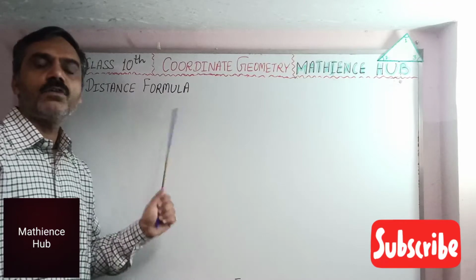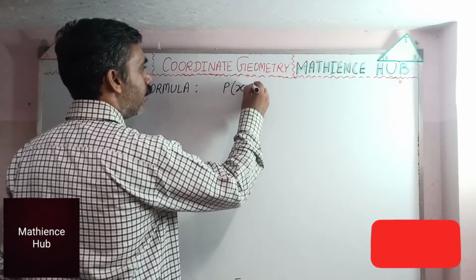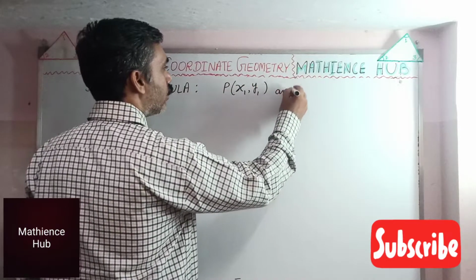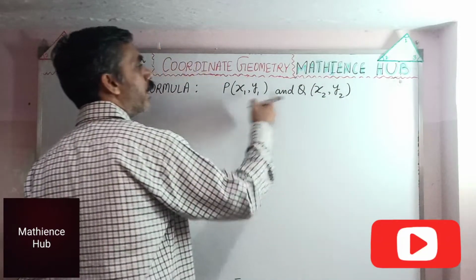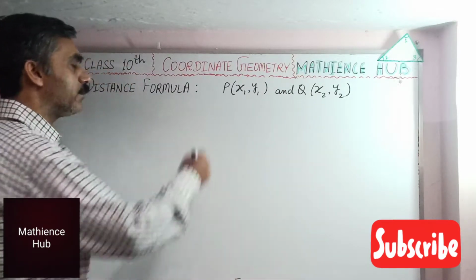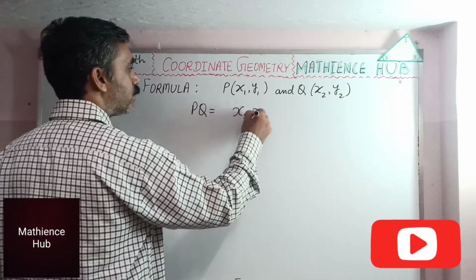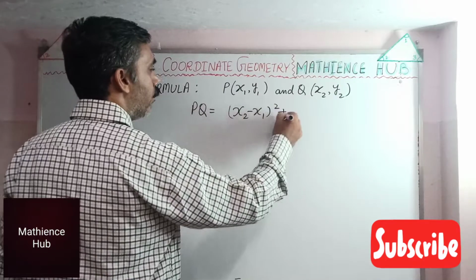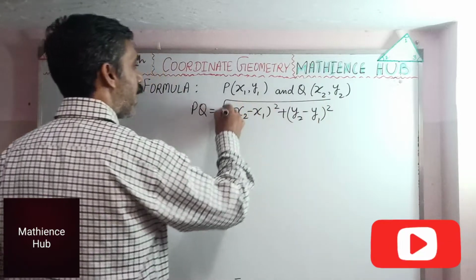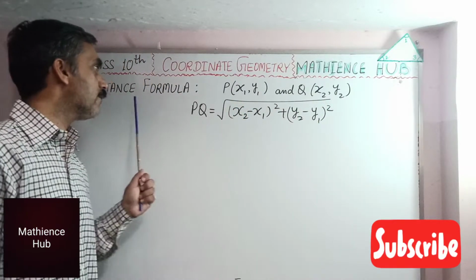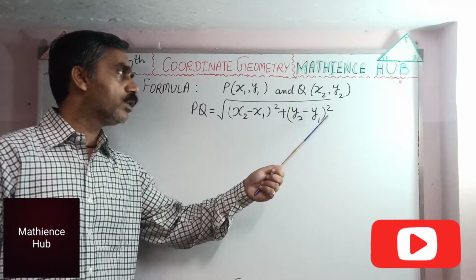First we learn the distance formula. Two points are given: P is (x1, y1) and Q is (x2, y2). These are the coordinates of P and Q. So the distance between P and Q, PQ, is given by this formula: the square root of (x2 minus x1) whole square plus (y2 minus y1) whole square.